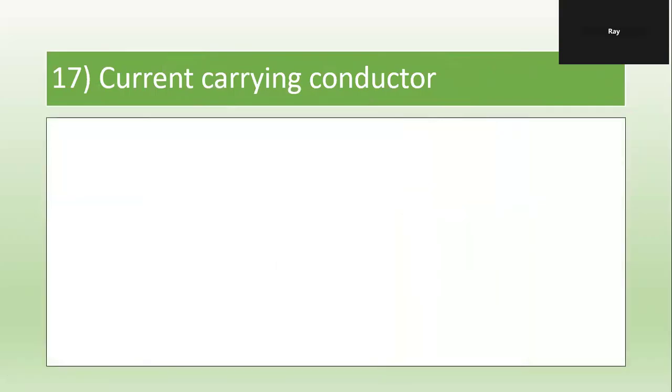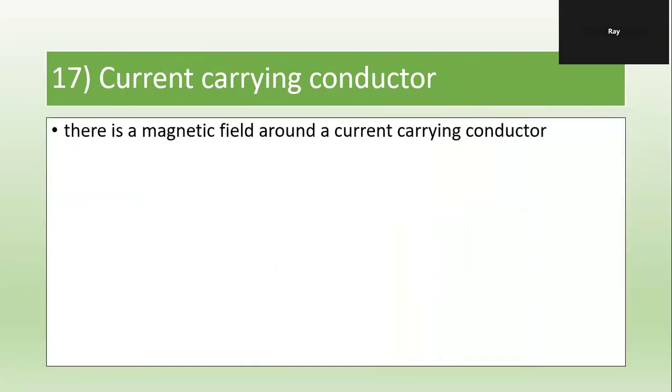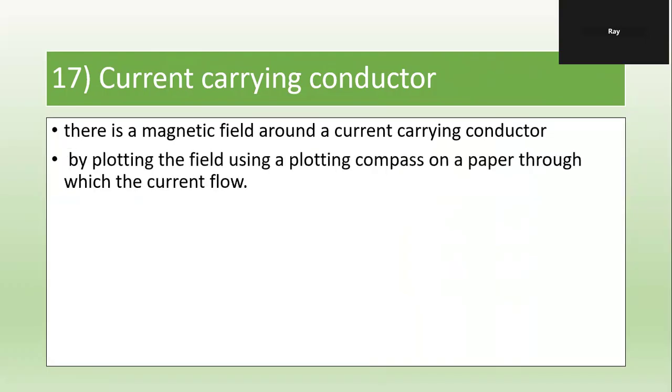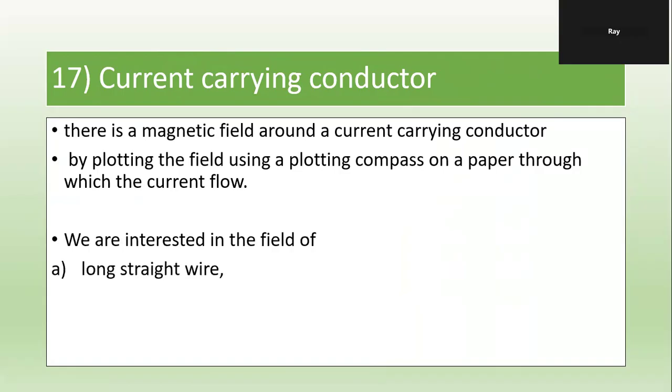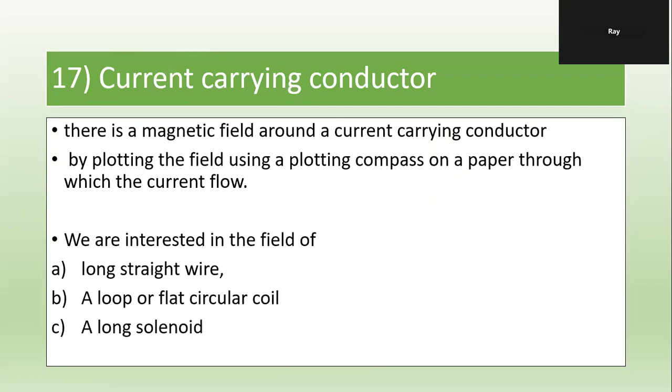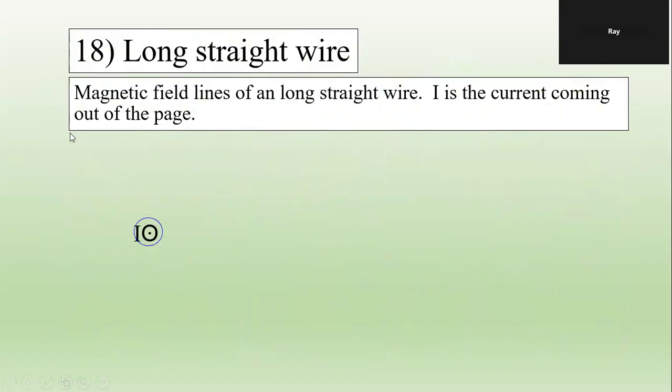Okay, current-carrying conductor. There's a magnetic field around a current-carrying conductor, just a wire. By plotting the field using a plotting compass on paper, we are interested in the field of a long straight wire, a loop or flat circular coil, and a long solenoid. Magnetic field lines of a long straight wire: I is the current coming out of the page.